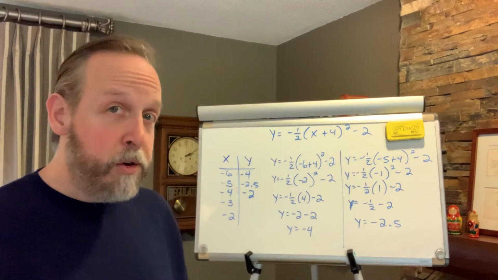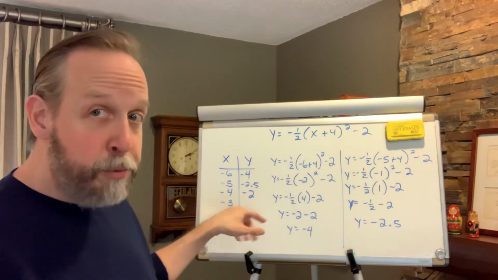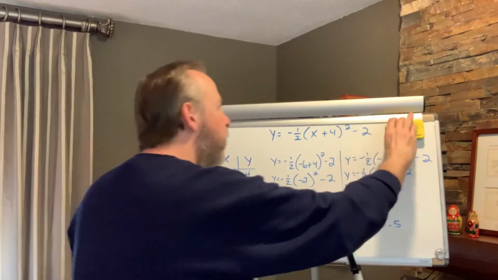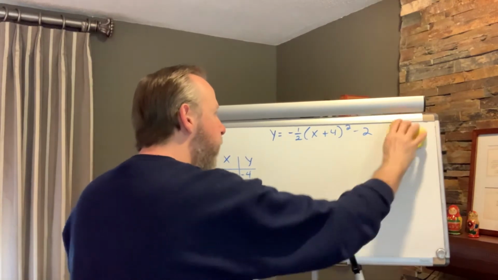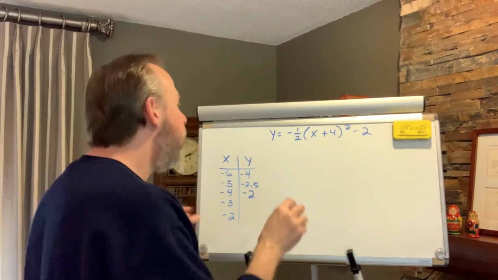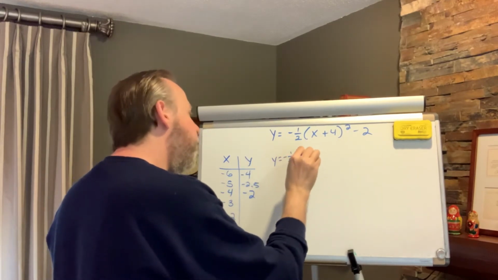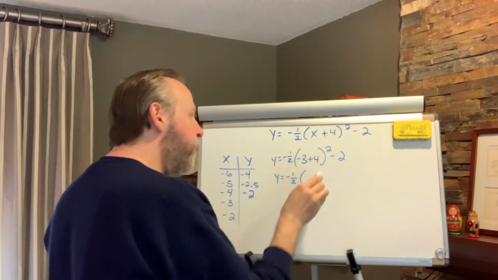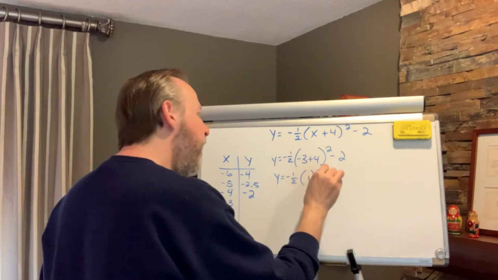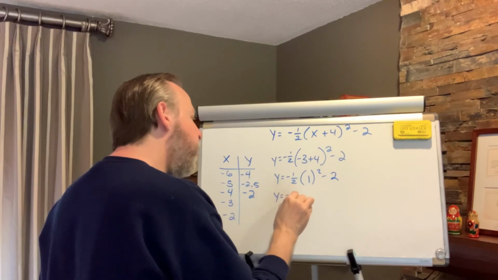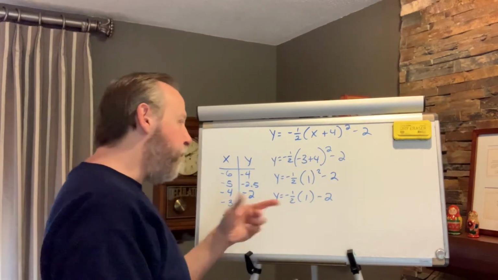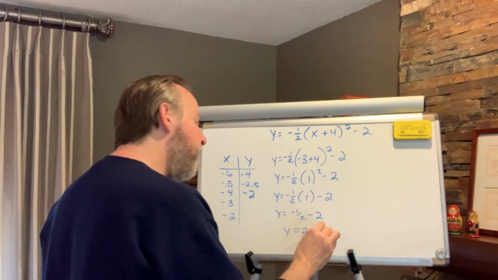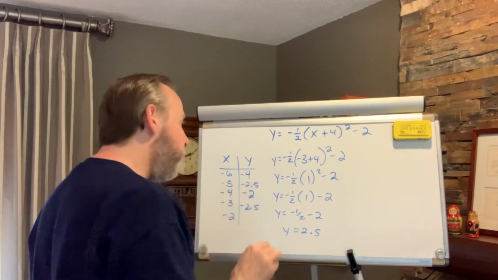Now, if we do everything correctly, these two outputs should reflect. So I should get negative 2 1/2 again, and then negative 4, if we do everything correctly. So again, I have confidence that I'm doing it correctly, but I'll show you. So y equals negative 1/2, we'll plug in a negative 3 this time, plus 4 squared minus 2. Again, we cover the parentheses first. Negative 3 plus 4 is 1. And now I'm going to square it. 1 squared is still 1. And now I'm going to multiply it by the negative 1/2, which is negative 1/2, minus 2, which is negative 2 1/2, as we expected it to be.